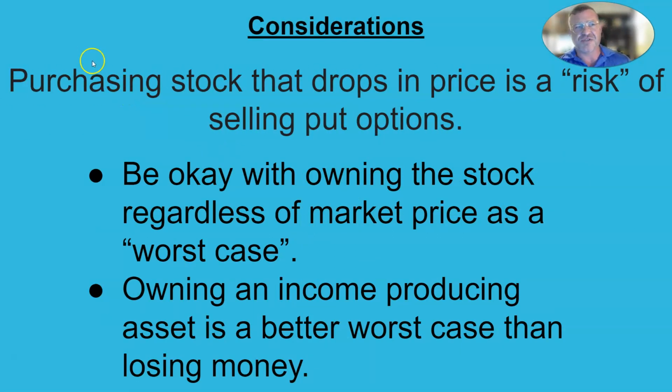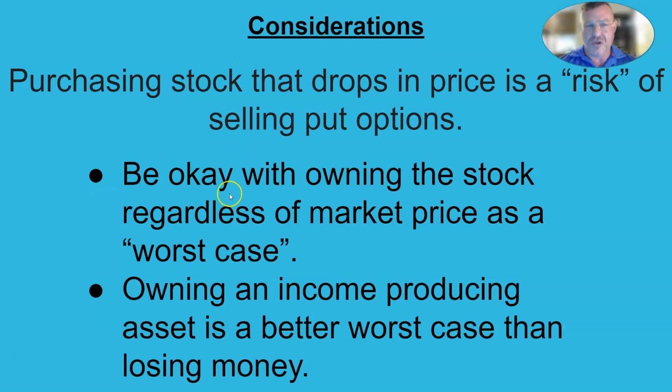Now, some considerations. Purchasing stock that drops in price is a risk of selling put options. So what do I mean by that? I mean that if you sell a put option that has a strike price of, let's say, $10, and the stock goes to $8, you're buying 100 shares minimum at $10 for an asset that's now at $8, and we're in a bear market, so it could keep dropping. Now you just paid $10 for something that's valued in the marketplace at $8 and potentially could keep dropping.